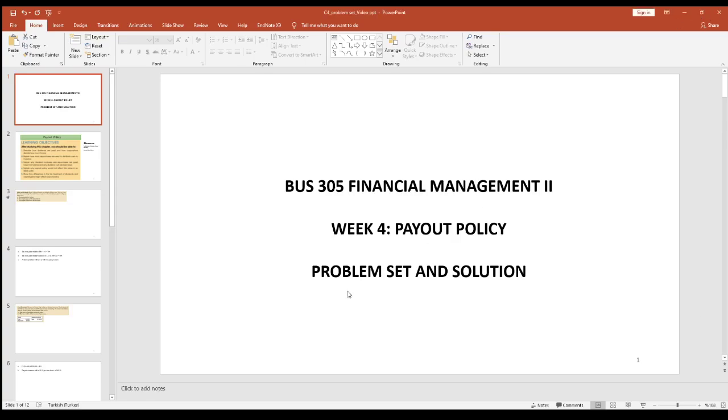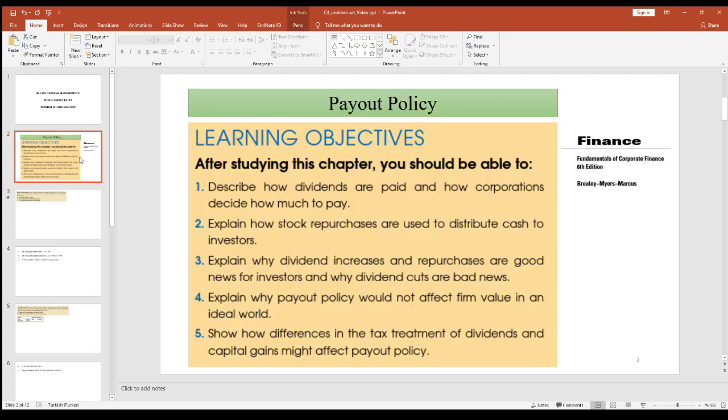Hi everyone, welcome to another session in which we are going to solve some problems about payout policy for week 4 under the course Financial Management 2. So let's move on. Here we have 5 learning objectives for this chapter. This chapter is from Fundamentals of Corporate Finance 6th edition, written by Brealey, Myers and Marcus.